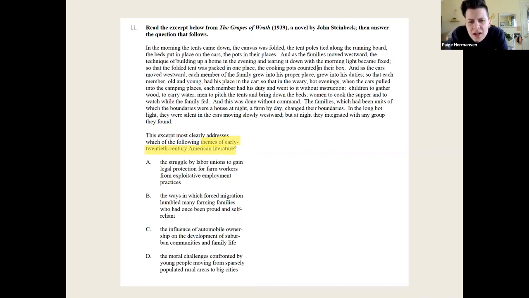So this, I think, if you were taking this test, and let's say this is one of the last questions you were doing in the English language section, and you weren't really paying attention, I could see you getting maybe confused between answer B and answer D, because D has the kind of flavor of a right answer, the issue of moral challenges. It has a right answer kind of taste to it.